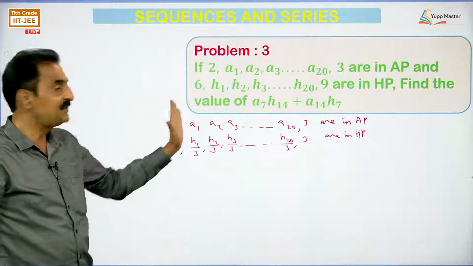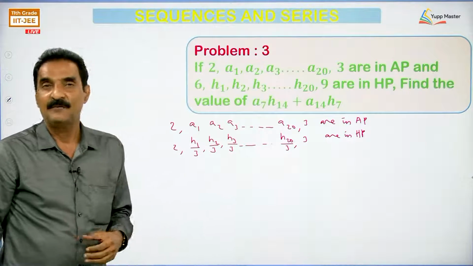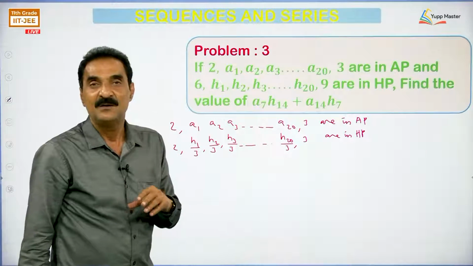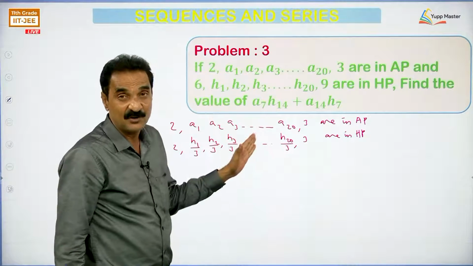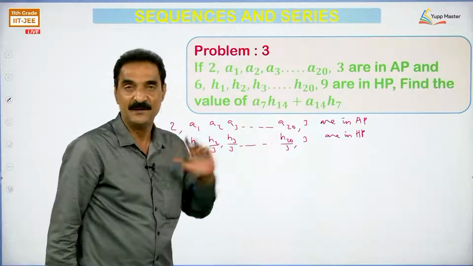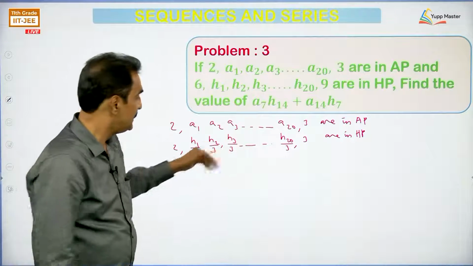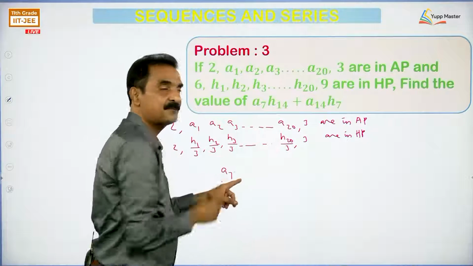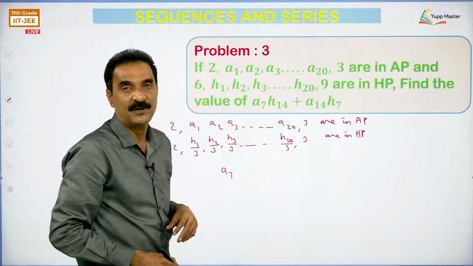That means between 2 and 3 equal number of arithmetic means and harmonic means are there. When equal number of AMs and HMs are written between two given numbers, we have a formula. What is that formula? Product of kth arithmetic mean from left and kth harmonic mean from right will be equal to product of the extremities, 2 into 3. Observe, A7 is 7th AM from left. A7 into which harmonic mean will be product of 2 and 3? From right side, from 20 if you count 7th, it will be H14.